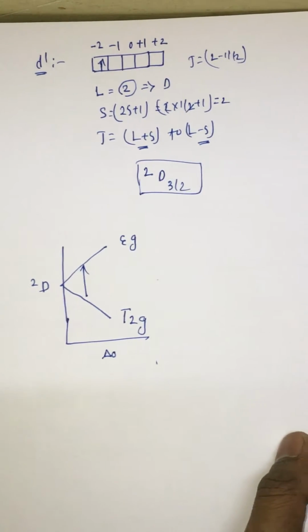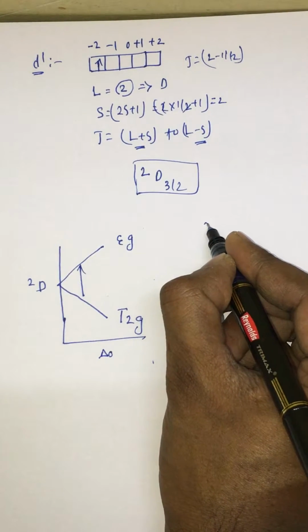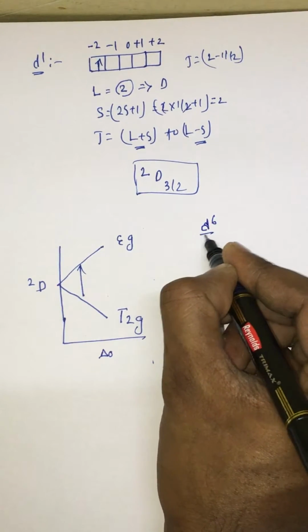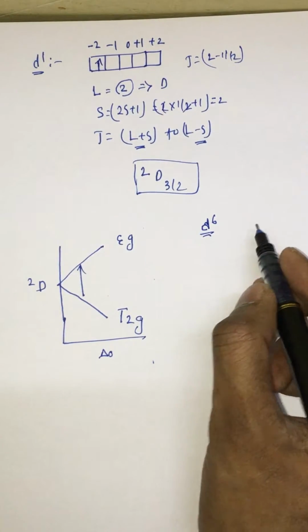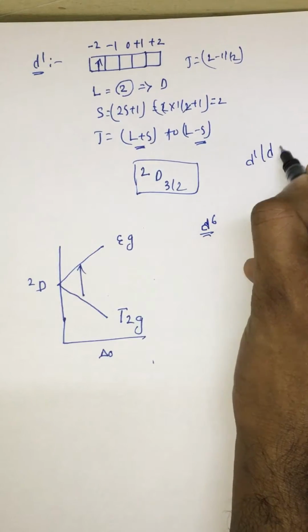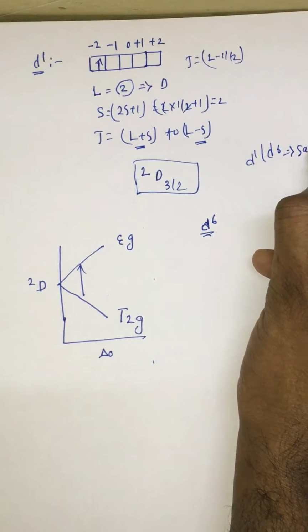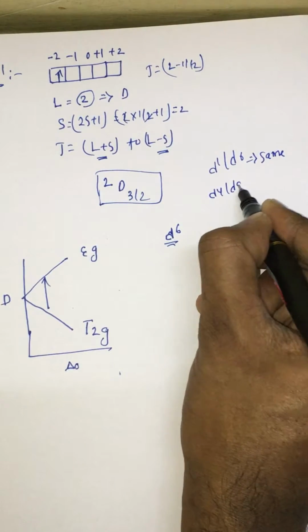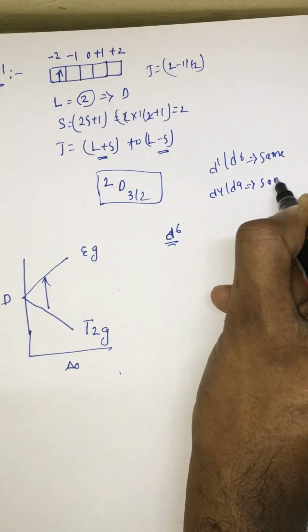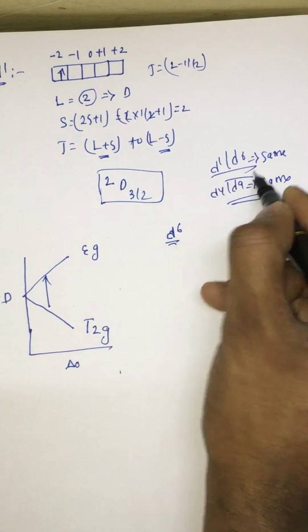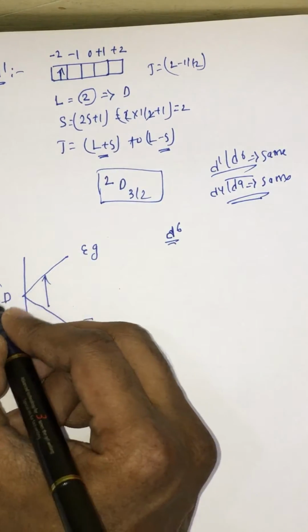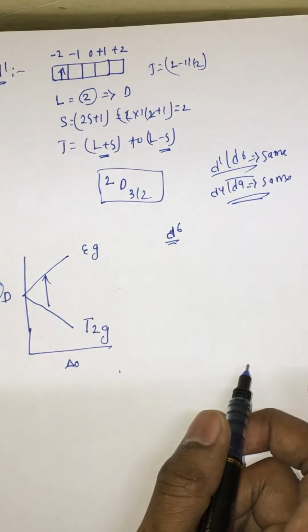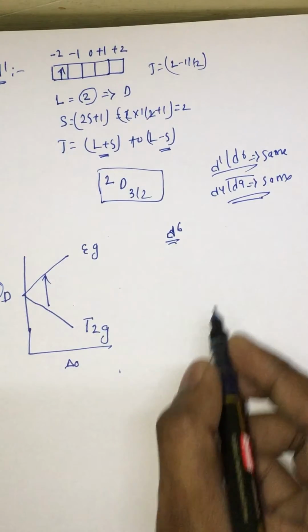And now we'll go for D9 or D6. Just remember D1 and D6 are both the same, and D4 and D9 are the same. Same means this splitting is the same, but the spin value will change. So now we'll see D6.